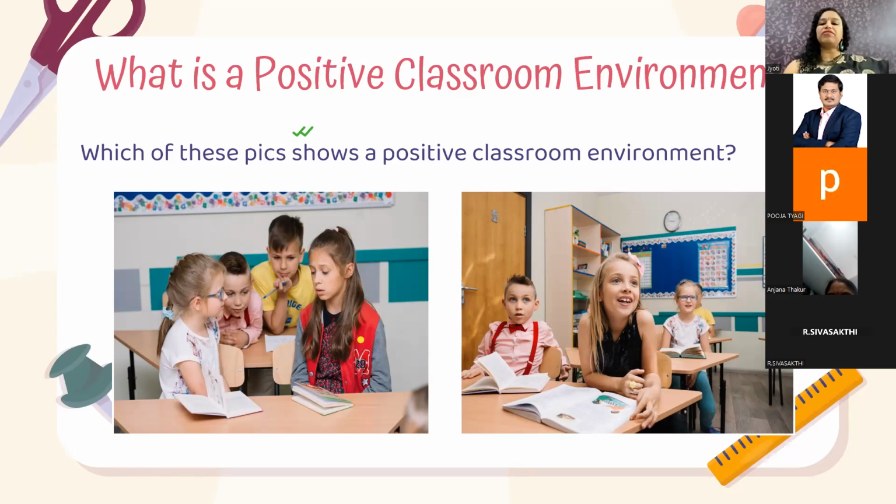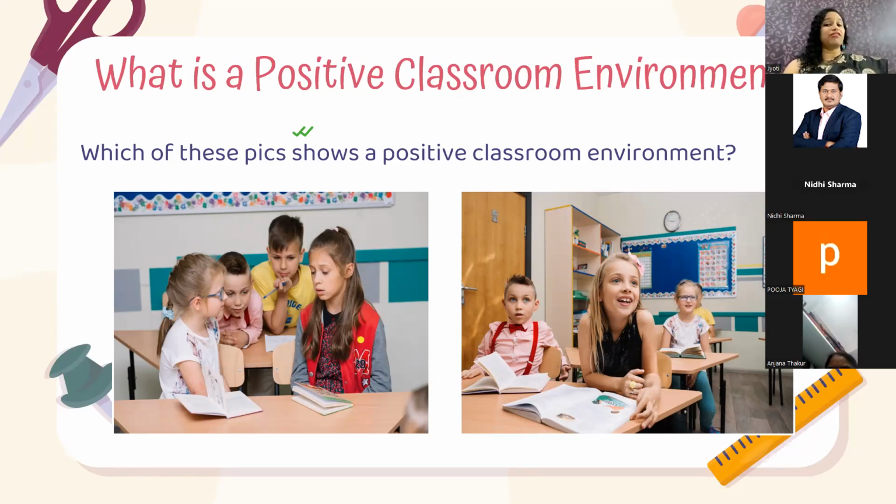Remember, a positive classroom environment does not essentially mean a quiet classroom. It does not mean a classroom where all the children are looking at the teacher. It means a classroom where there are only two things we are looking for. One, involvement. Whatever the teacher is doing, there should be involvement of the students. And second, generally speaking, it should be conducive to learning, whatever the teaching learning method might be.